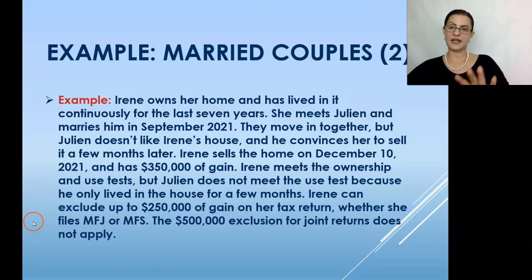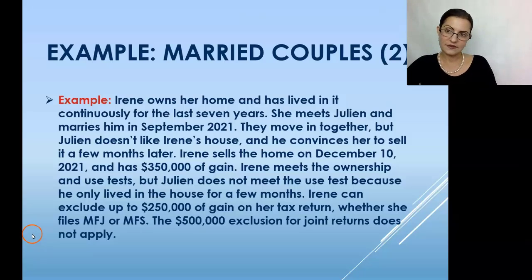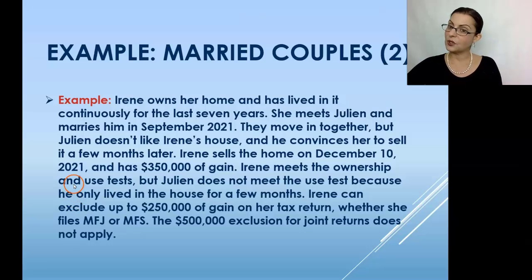Now, if they had buckled down, and if Julian had lived in the home for 2 years and then they had sold it, then they would have gotten a $500,000 exclusion at that point, even if Irene was still the only one listed on the deed. But in this scenario, they're only going to be able to exclude $250,000 because only Irene meets the tests.